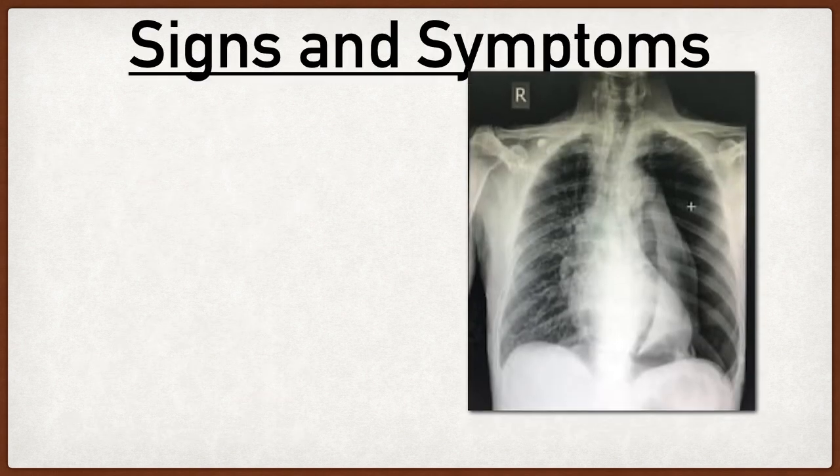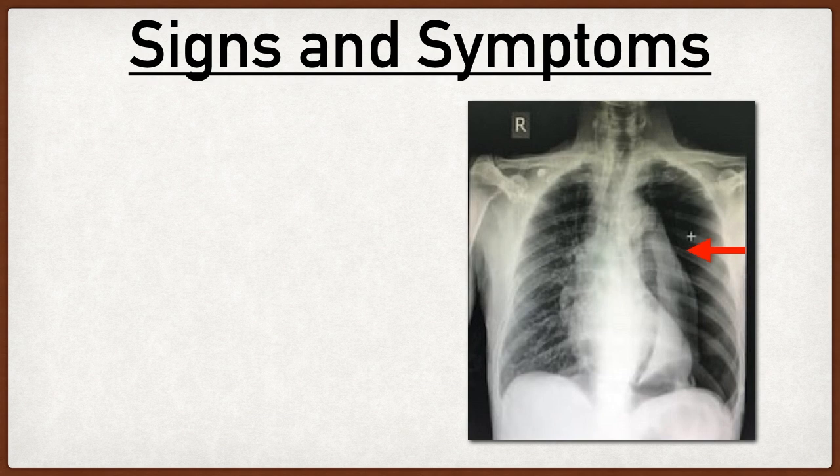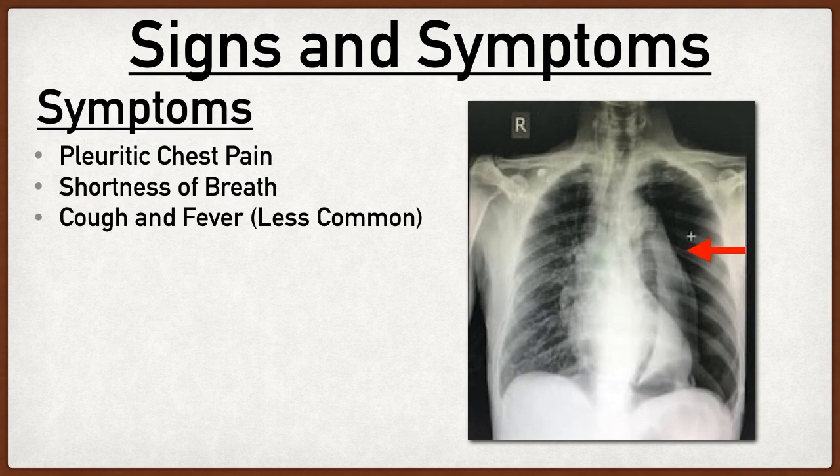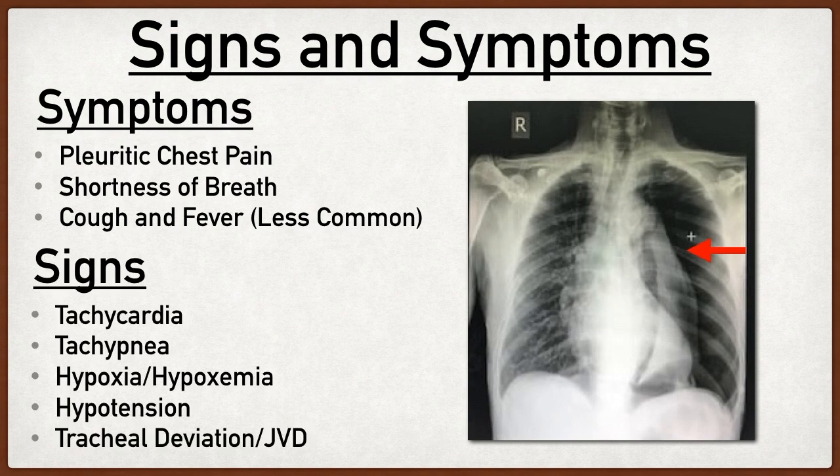So what are the signs and symptoms of a pneumothorax? Patients usually complain of pleuritic chest pain and shortness of breath. They may also complain of cough and fever, but these are less common. Signs include tachycardia, tachypnea, and hypoxia. In the case of a tension pneumothorax, hypotension may be present as well.